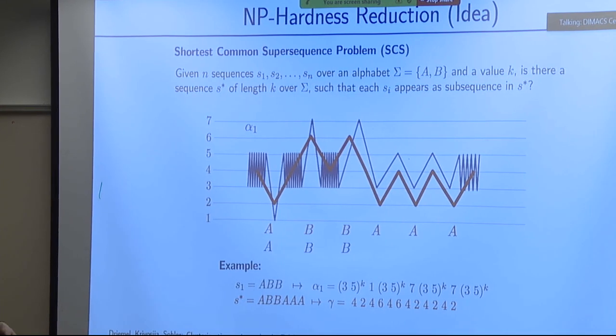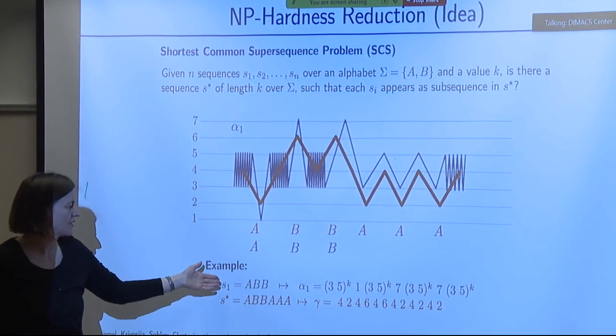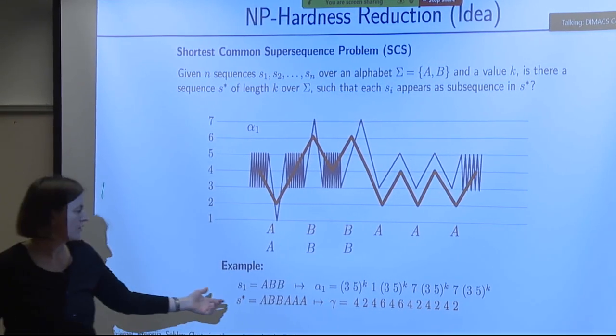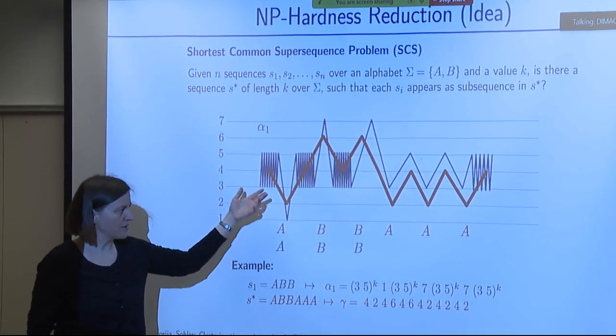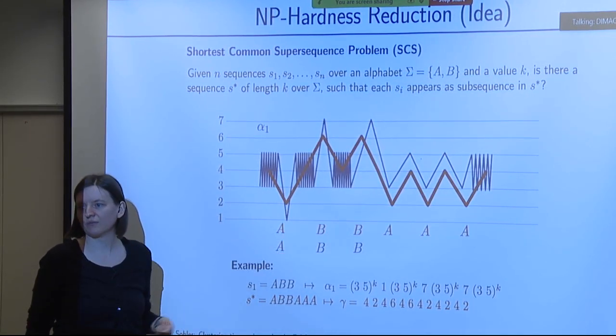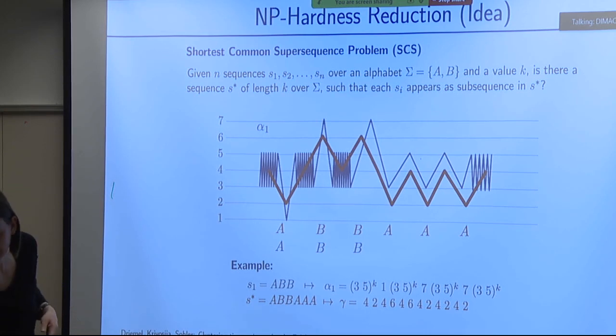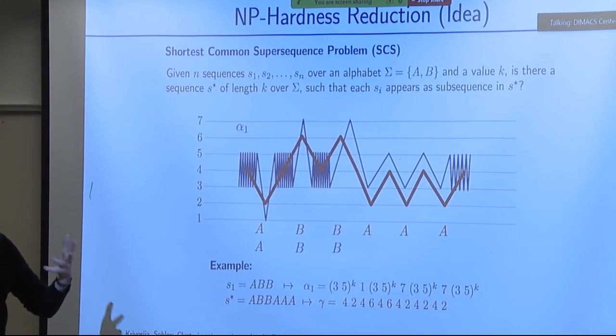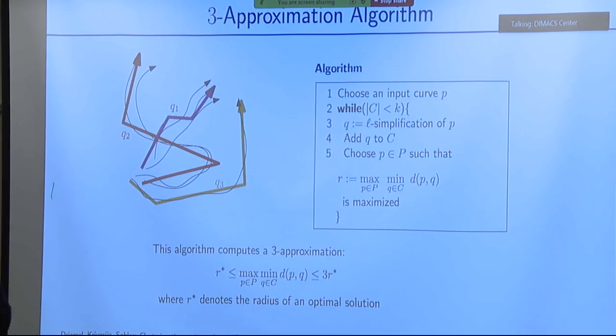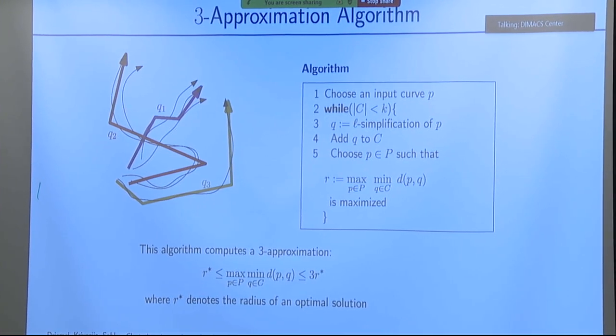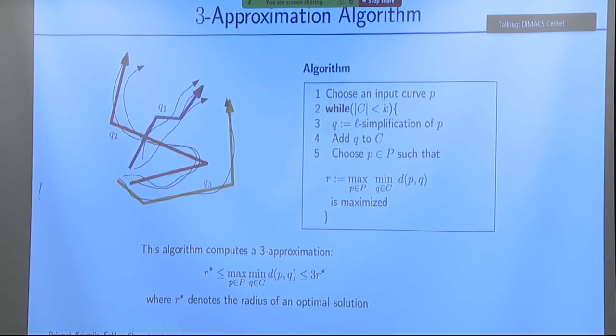using just finding the center, because now for every input curve I make this transformation, and my center curve will in the end let me read off a sequence like this that will be a supersequence. I'm not telling exactly how this works, but I think you can probably figure it out. Okay, now the problem is NP-hard, so let's look at approximation algorithms.